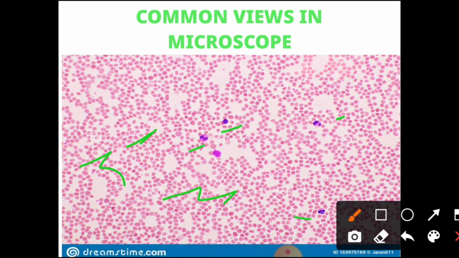When we use the low power objective lens, this is a common view of a stained blood smear. There are plenty of similar hollow RBCs and some WBCs with a deep violet colored nucleus inside the WBCs.